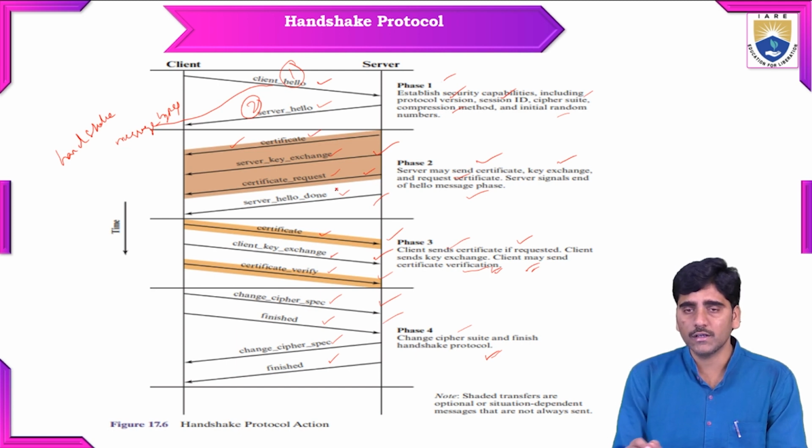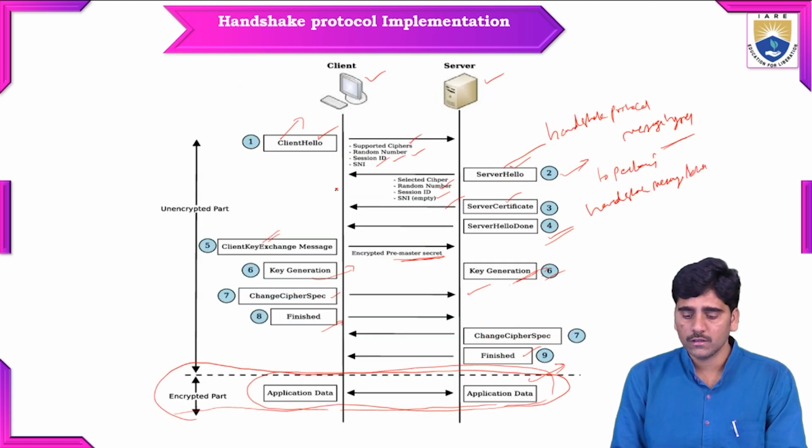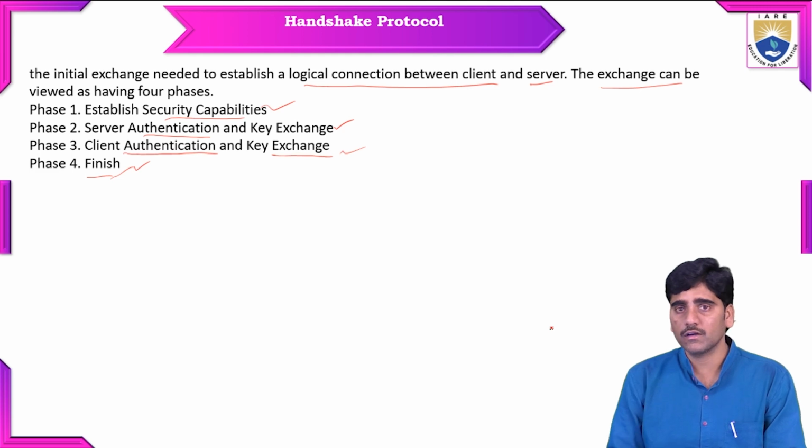Here some of the shaded messages are optional, so they are required only if needed. All the message actions are performed based on the message types. Once they change their cipher and exchange keys, automatically the data is converted into the encrypted form, which is application data. So these are all the phases we perform in the handshake protocol message actions. That's all about handshake protocol message actions and message types.